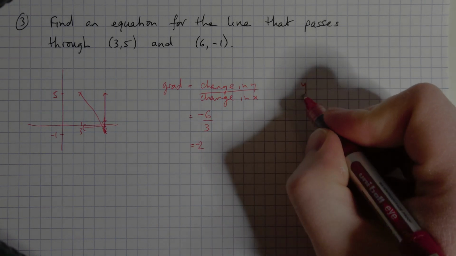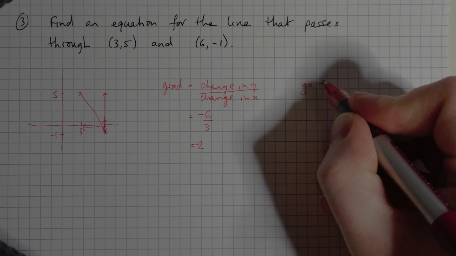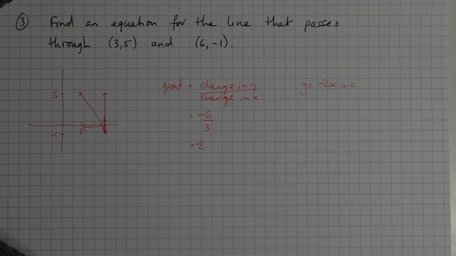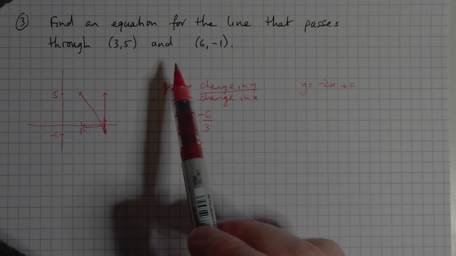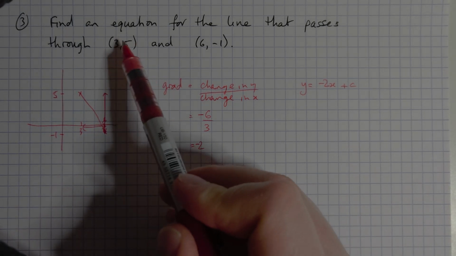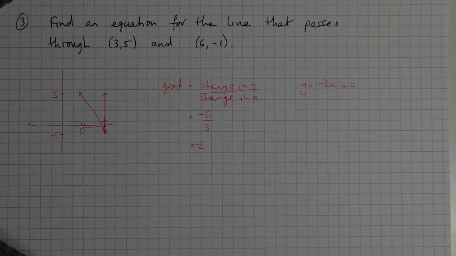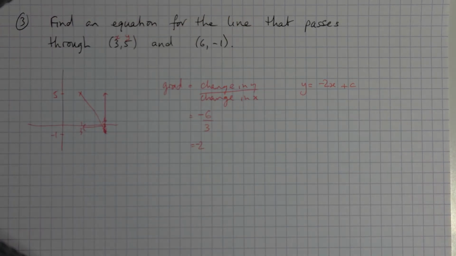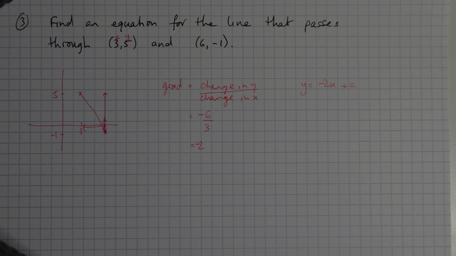Okay, so I now know the gradient. I can say then that y equals minus 2x. Not sure what the intercept is at the moment though, plus c. Just like before now, I can work it out by substituting one of these in. You can use either. You should get the same answer no matter which one you use. I'll probably take this one because all the numbers are positive, less chance of making a mistake. So that's my x, that's my y that I'll substitute into y equals mx plus c.